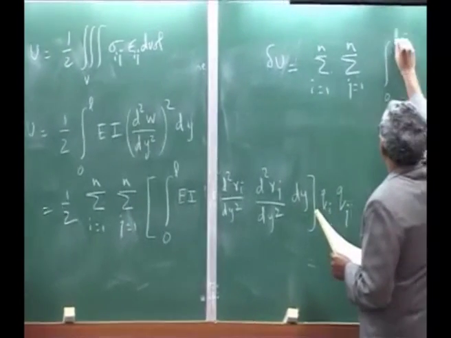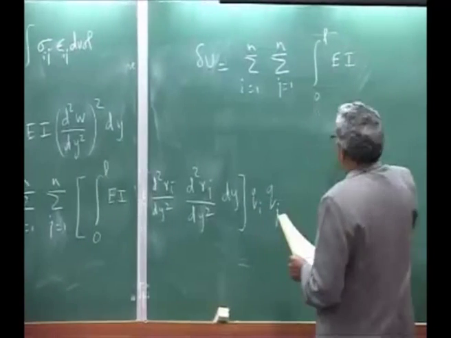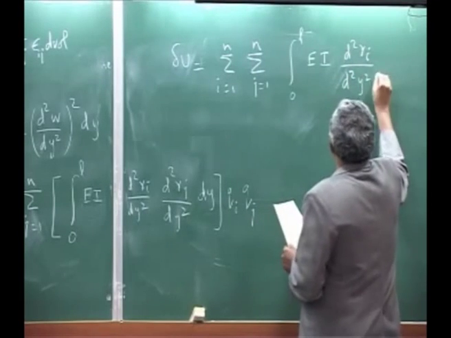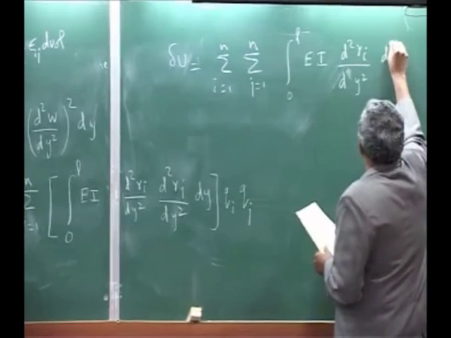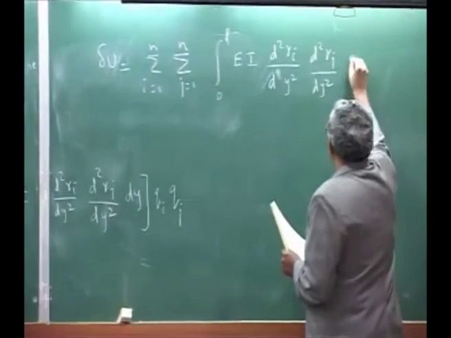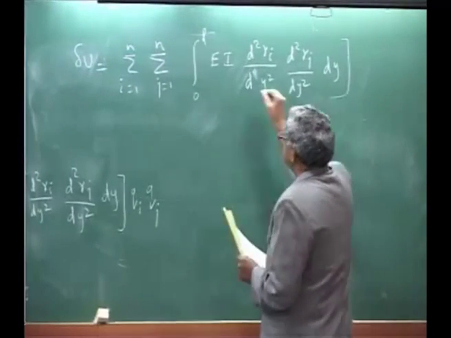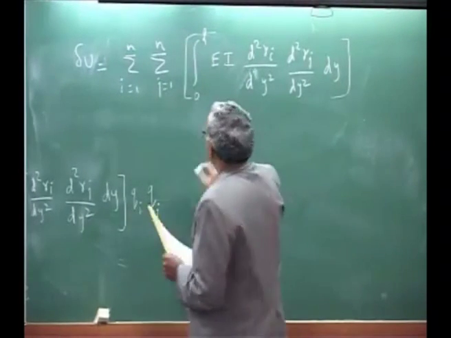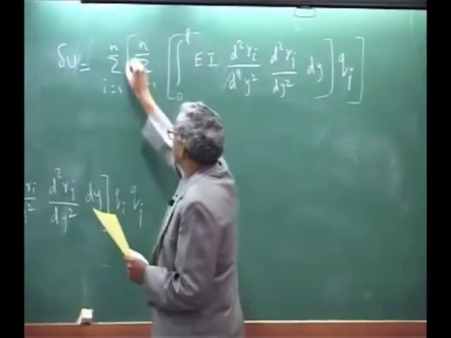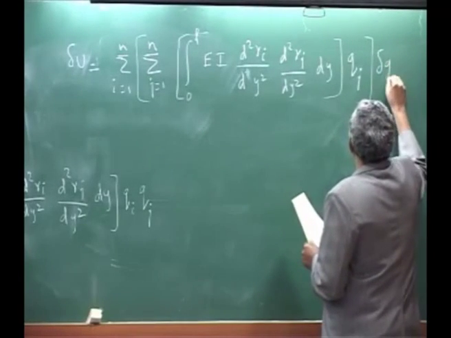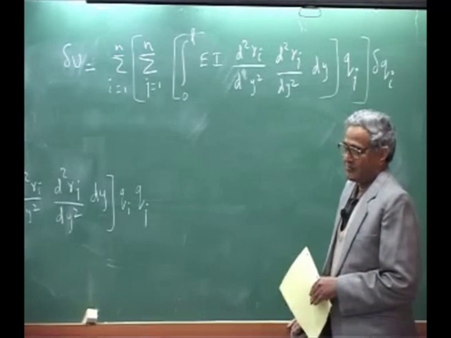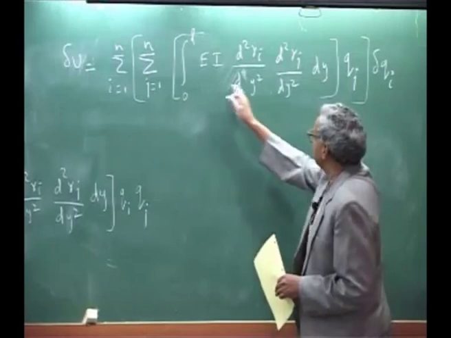You will have 0 to L, EI, d square gamma j by dy square, dy. I will put this in a bracket, and then I will put a q_j, then I will add another term. I will put delta q_i.